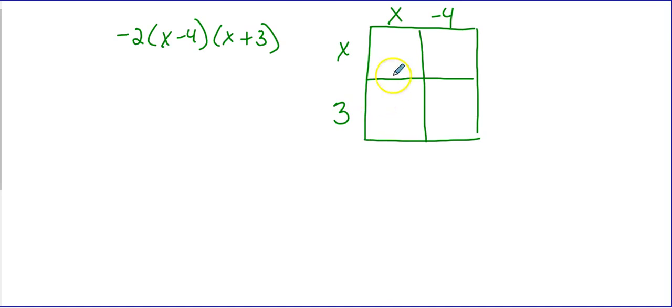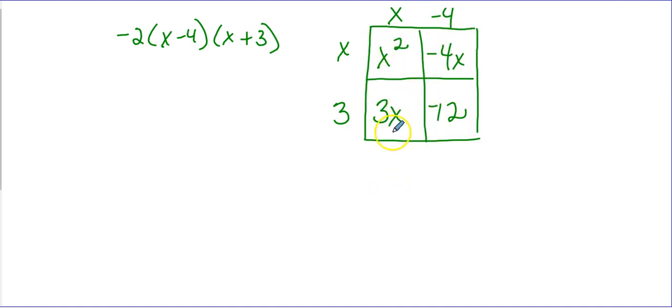With box method, we put each of the binomials, one on the top and one down the side, and then we multiply what lines up with each box. So x times x is x squared. Negative 4 times x is negative 4x. 3 times x is 3x. And negative 4 times 3 is negative 12. Then we rewrite all of this left to right, top to bottom.